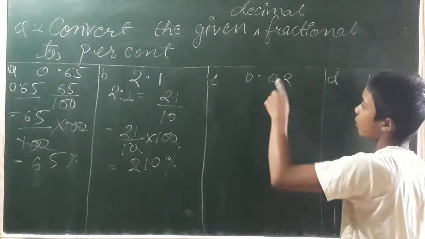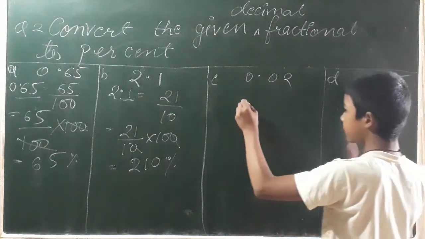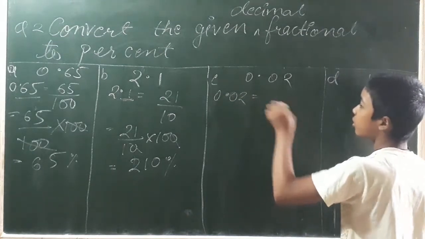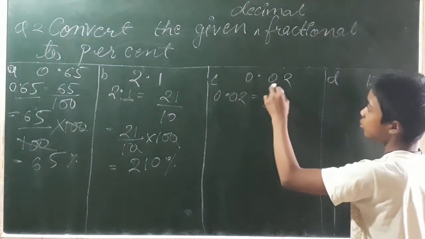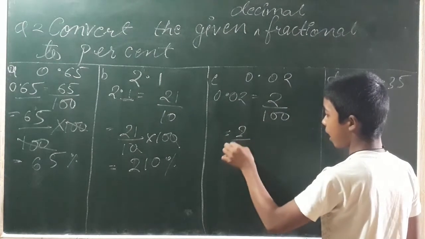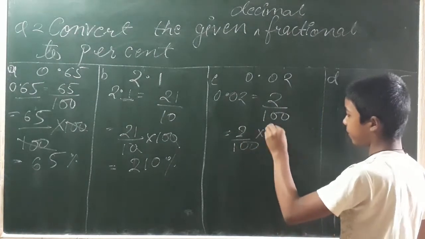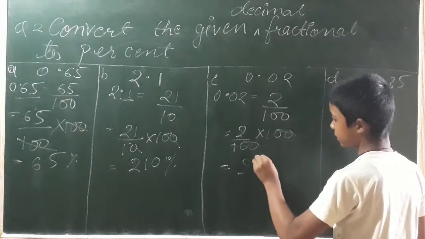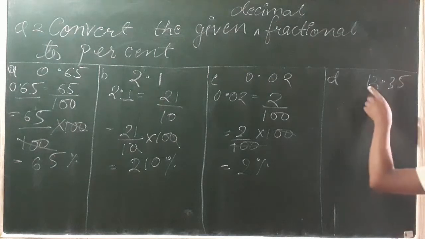C number, 0.02. We will write it simply as 2 upon 100, for removing the points. 2 divided by 100 multiplied by 100, this 100 cancels. So the percentage is 2.